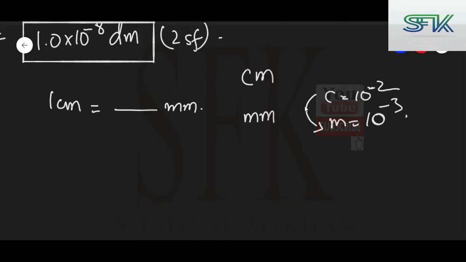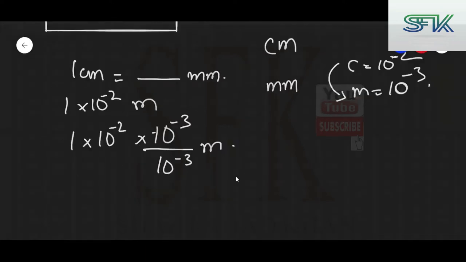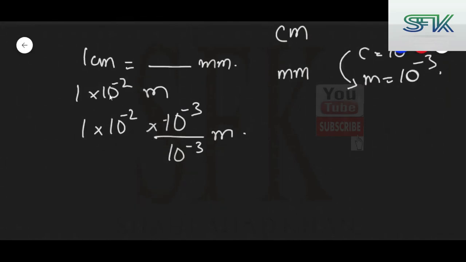Once you have these values, you can replace centi by 10 raised to the power of minus 2 meters. Now you need to convert it into millimeters, that is, into 10 raised to the power of minus 3. So you can multiply the entire thing by 10 raised to the power of minus 3 and divide by 10 raised to the power minus 3 at the same time. They get cancelled out and give you the same thing. So we've not actually changed the answer, but rather we've written it in a different format.